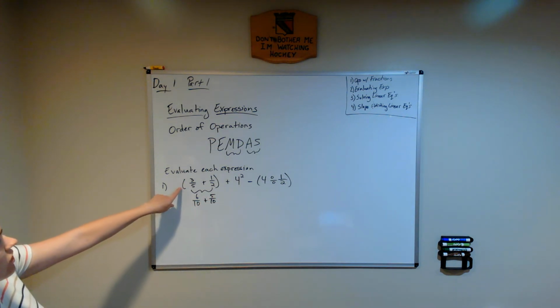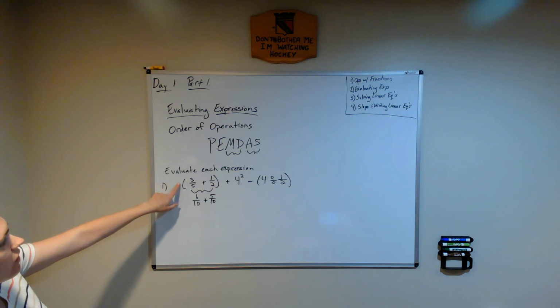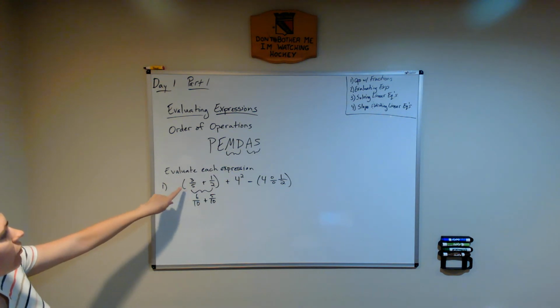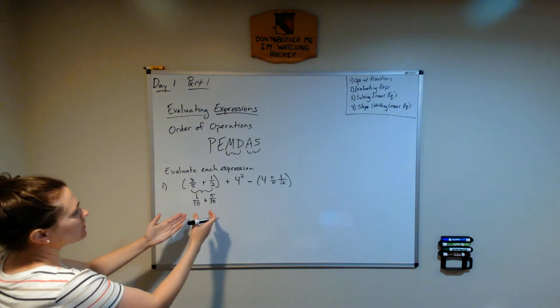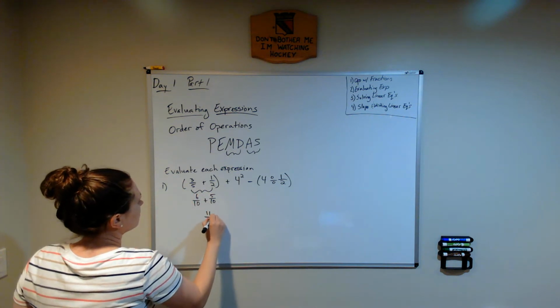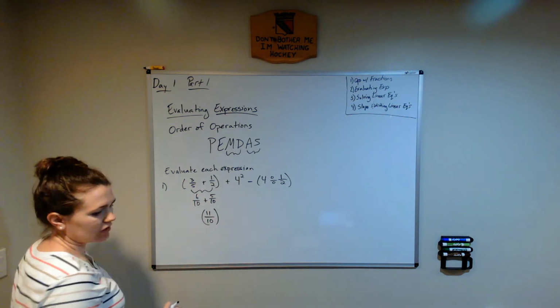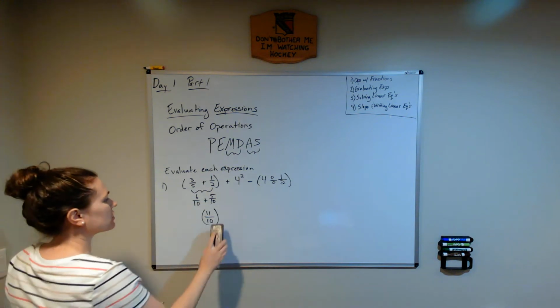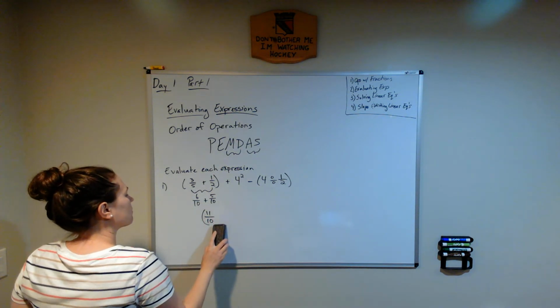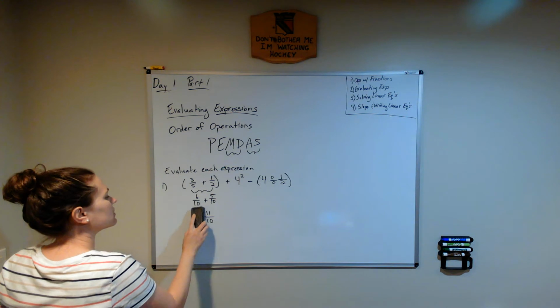Now, there's only a 1 outside here, okay? So we don't have to multiply by anything. So this value that's in the parentheses, we just have 11/10 here, okay? We don't really need those parentheses there anymore because there's nothing else happening there. So we've performed everything that needs to be performed inside the parentheses.